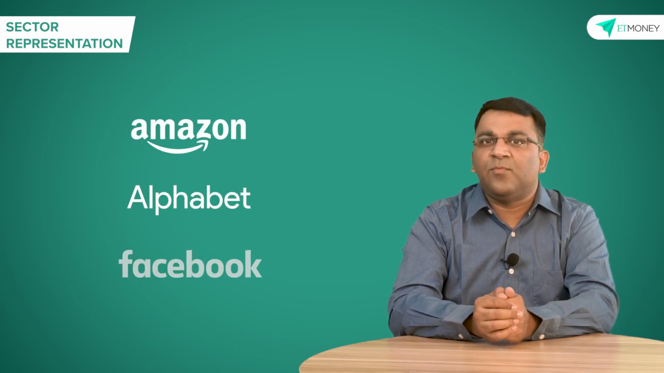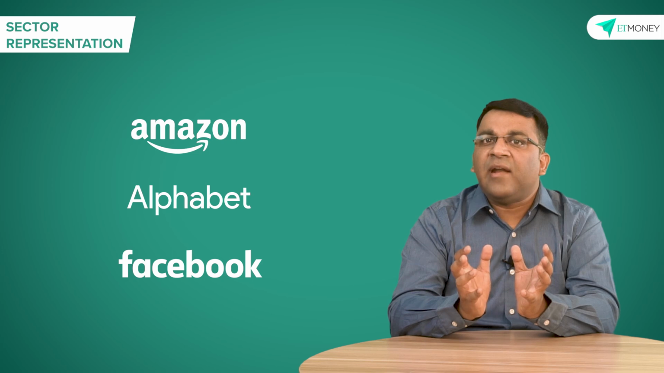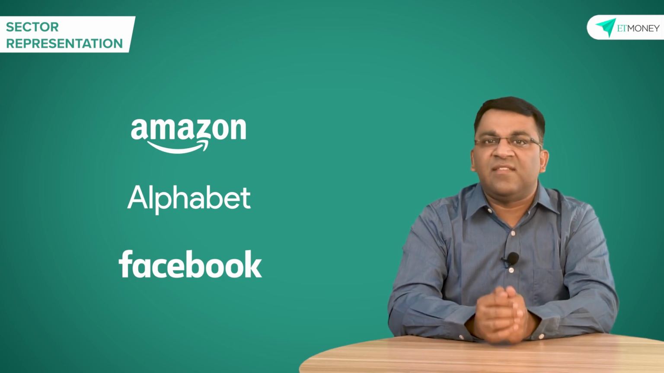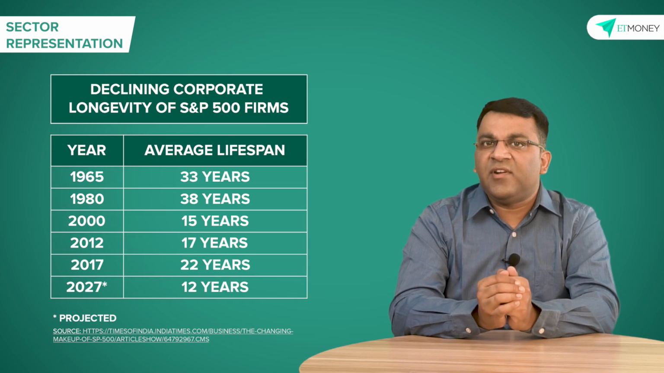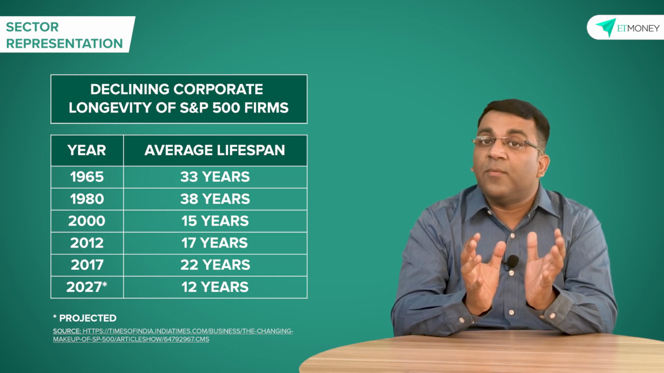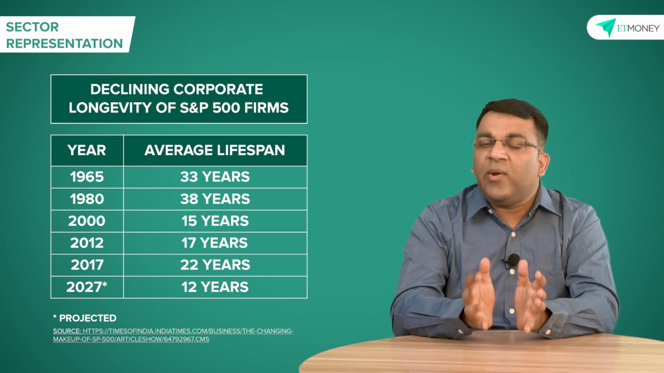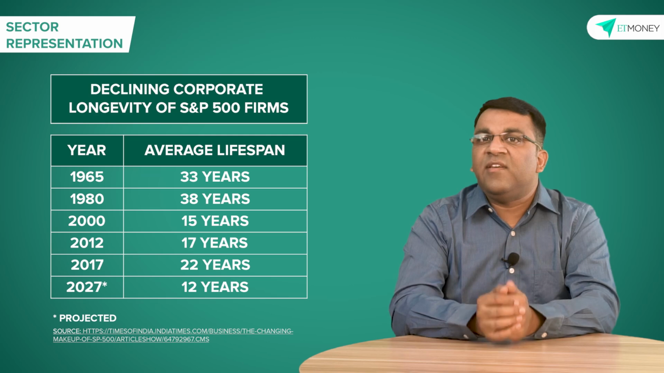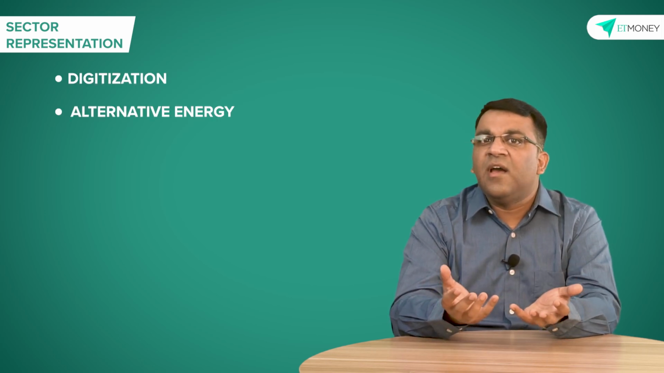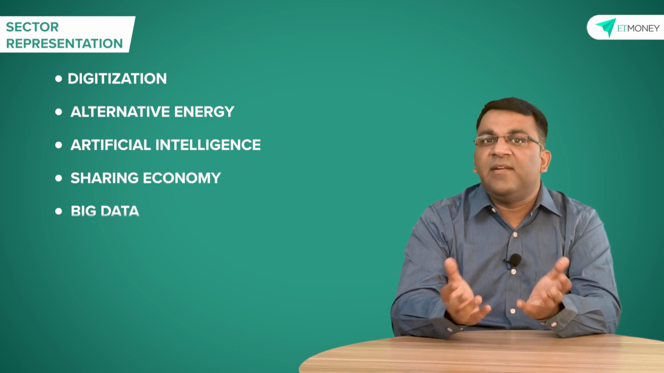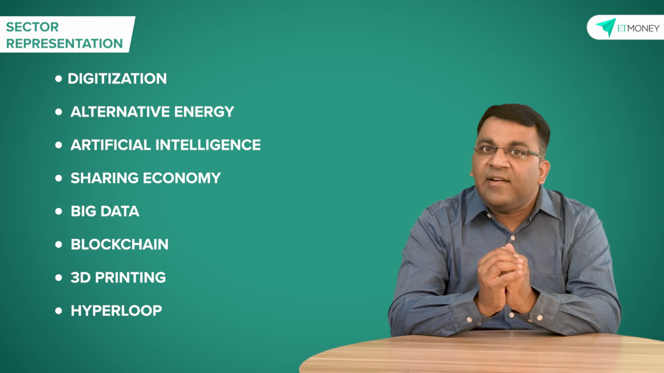Now, when one sees relatively young companies like Amazon, Alphabet and Facebook within the top 10, one does wonder at what rate index constituents are changing in this index. One study reveals that an S&P 500 company's longevity in the index has reduced from 38 years in the early 1980s to around 20 years now, and is projected to go down to 12 years in the later half of this decade. And what's ushering this change are newer technologies and ways of doing business, including digitization, alternative energy, artificial intelligence, the sharing economy, big data, blockchain, 3D printing, hyperloop, and dozens of other things that are yet to be commercialized. The S&P 500 of the future will be a lot different than the one that's presently in front of us.